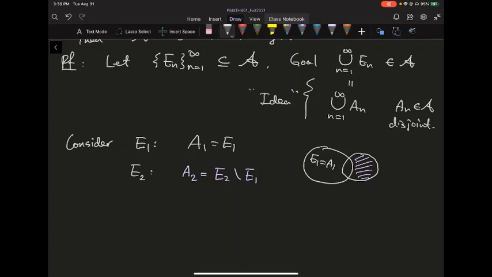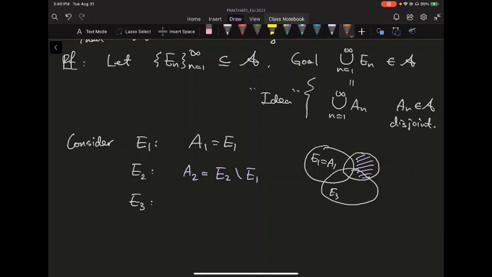And now let's continue. Let's do another one. Suppose now I have E3. So this is E3. If I want to make something that's disjoint from both E1 and E2, then what can I do? Well, I need to take E1 out, and I also need to take E2 out. So I need to end up with this region. That's everything that's in E3, but not in E1, and also not in E2. So it's not in the union of E1 and E2.